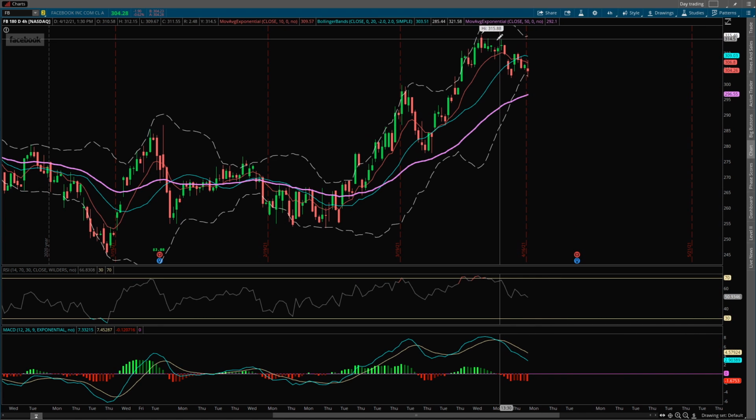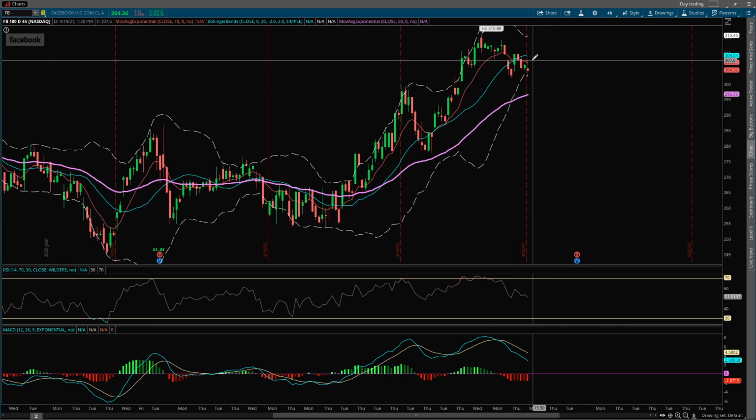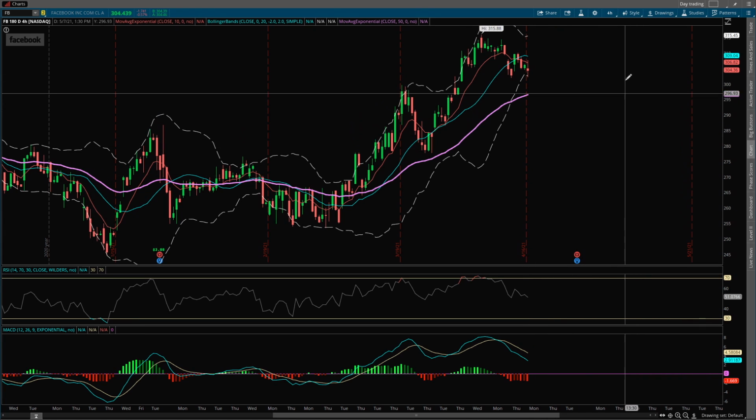So if you had a position, that might be time to go out. And if you are thinking of buying Facebook, you could wait until the bearish trend is done and it starts to go bullish, so that you could get a better entry price with your stock. So this is all I had today for how to use the stock indicators.